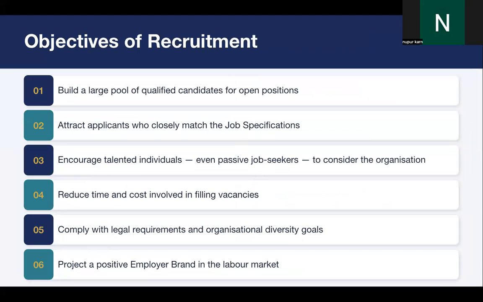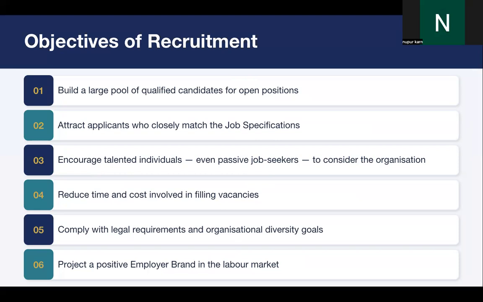Objectives of recruitment. Why do we do the recruitment, why is it considered a process, and why is recruitment considered an important, crucial part of any HR planning? Because through this we build a large pool of qualified candidates for open positions. We get the applicants who are attracted towards the company and who closely match the job specification. The company also encourages talented individuals, even the passive job seekers, to consider the organization.